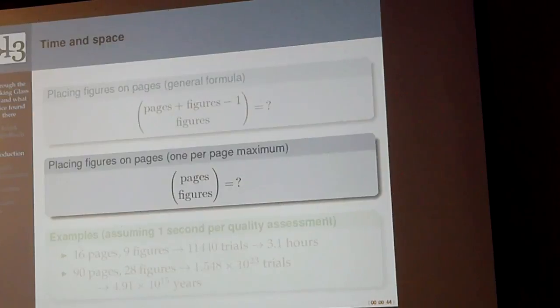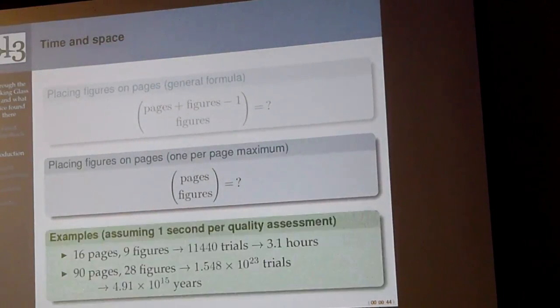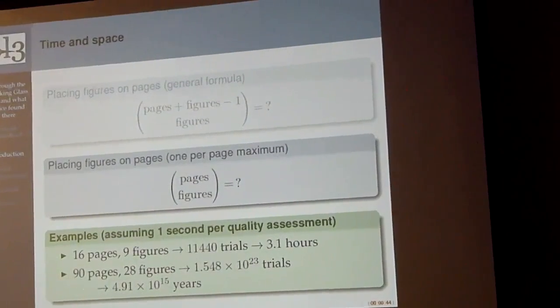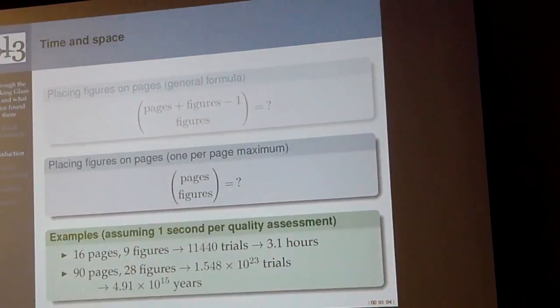Now, what is the meaning of this formula? Here are some examples. If we do the first 16 pages of that book with 9 figures, we have about 11,000 possibilities to place those figures onto the pages if we just allow one figure per page. And if we do a very quick assessment, it would still take longer than the lunch break, namely 3.5 hours, to decide which of those solutions is correct.